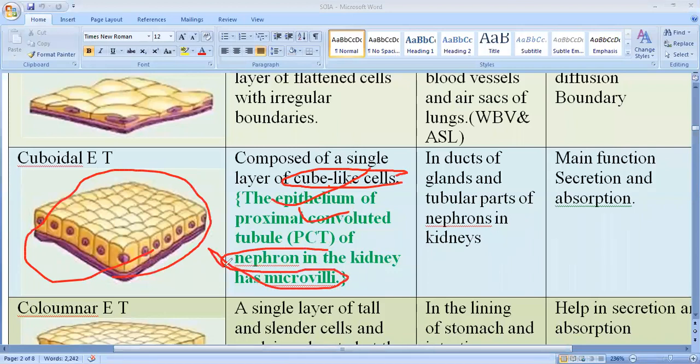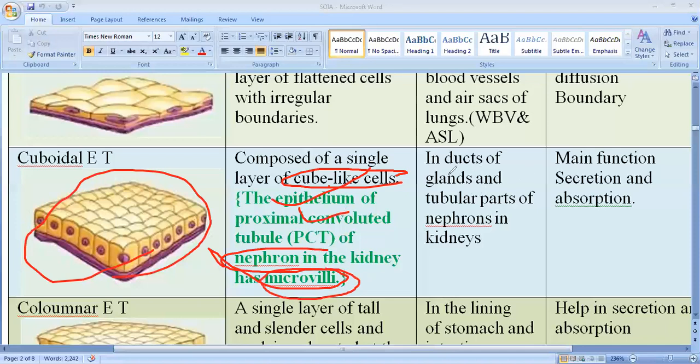You know very well the kidney has 4 to 5 different parts. First, if you see, the Bowman capsule, then the proximal convoluted tubules, third is the loop of Henle, fourth is the distal convoluted tubules, and last is the collecting duct. So near the Bowman capsule there are the proximal convoluted tubules of the nephron in the kidney, and they have the microvilli.